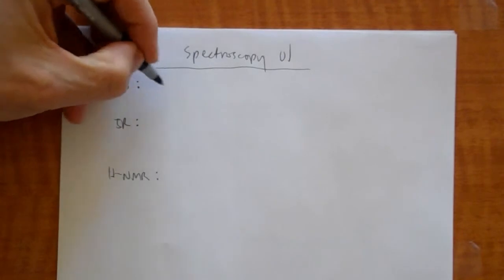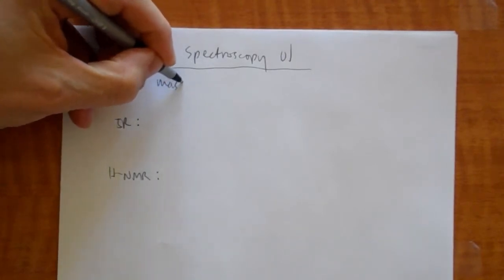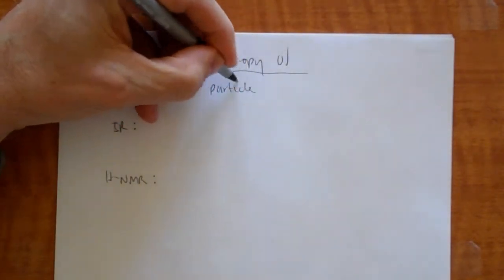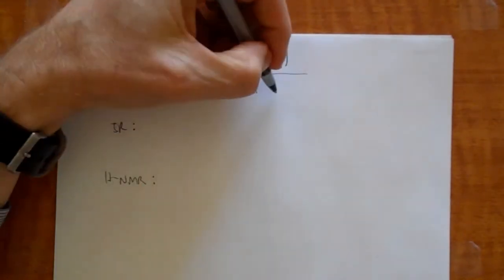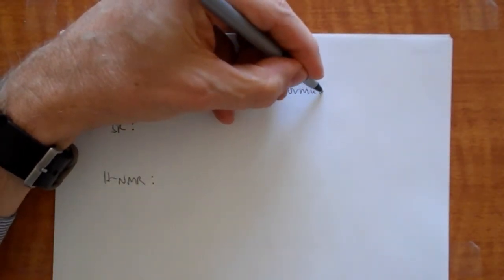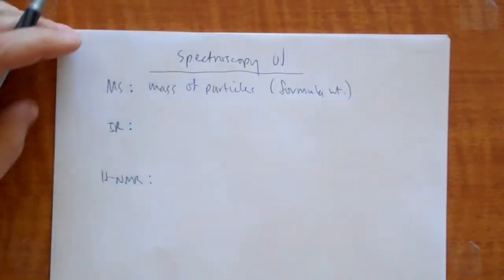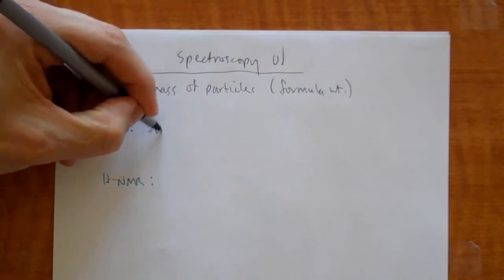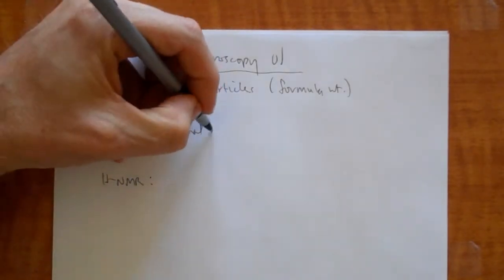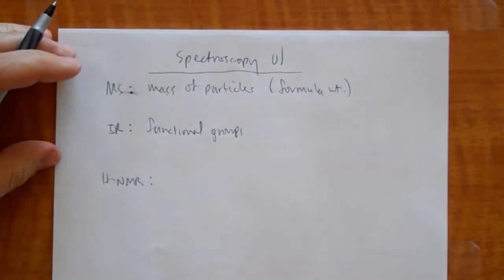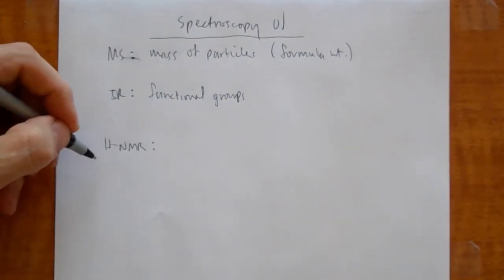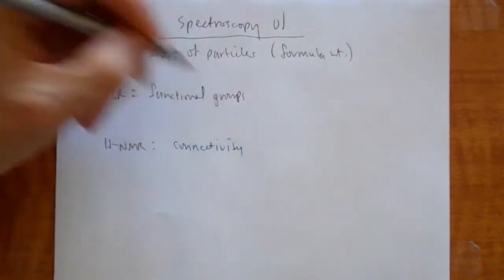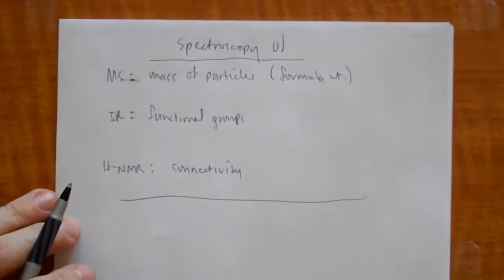Okay? So mass spec is, you guessed it, mass of particles. We oftentimes are going to simply say we're going to find formula weight from that. Alright, IR: functional groups. And proton NMR is, okay, now in our second conversation, connectivity, how things are connected.